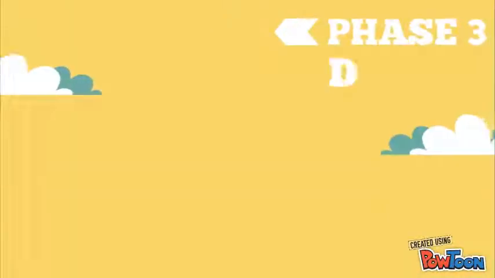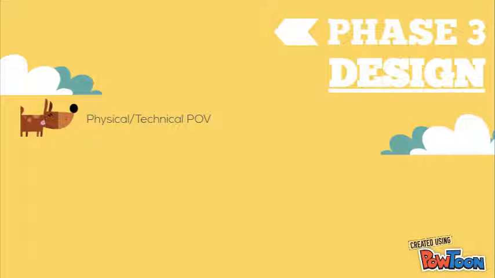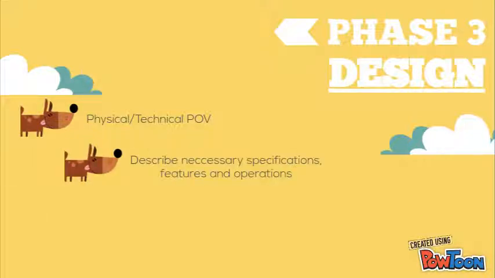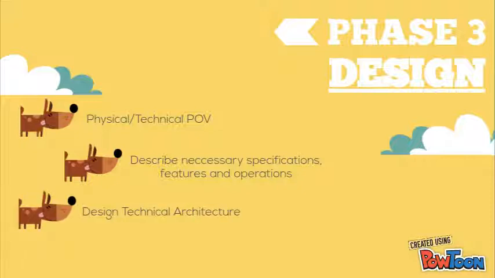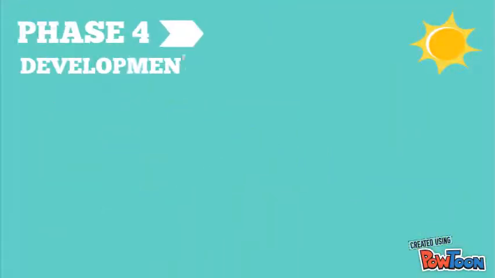The third phase is approached from a technical or physical point of view and describes in detail the necessary technical specifications, features, and operations that will satisfy the functional requirements of the proposed system which will be in place. They are crucial in defining and designing technical architecture, including data models, screen designs, and report layout. Now, the real work begins.